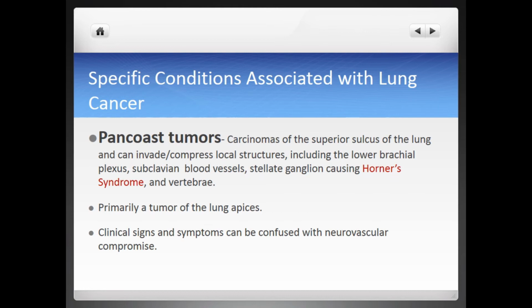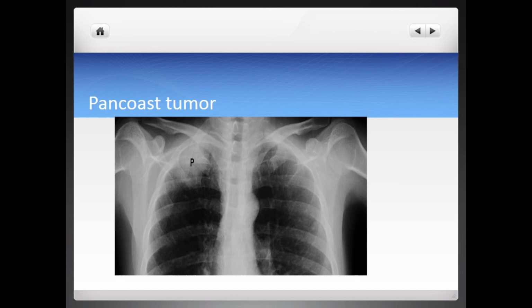Specific conditions associated with lung cancer. Pancoast tumors. Carcinomas of the superior sulcus of the lung can invade and compress local structures, including the lower brachial plexus, subclavian blood vessels, and stellate ganglion, causing Horner's syndrome and vertebral involvement. On this slide, you can actually see the Pancoast tumor. You can see it on the top left.